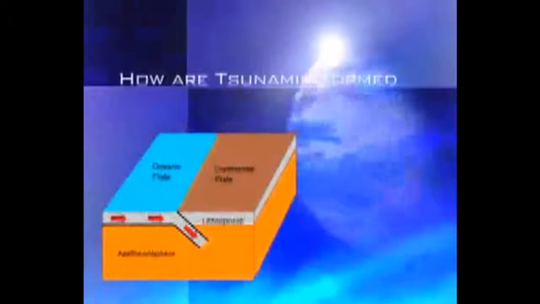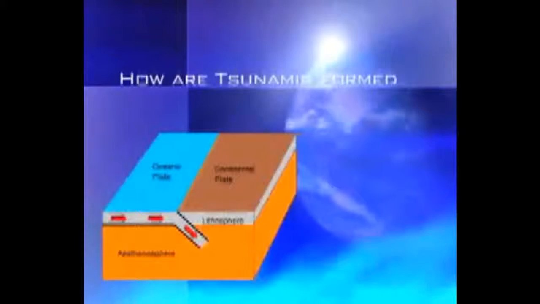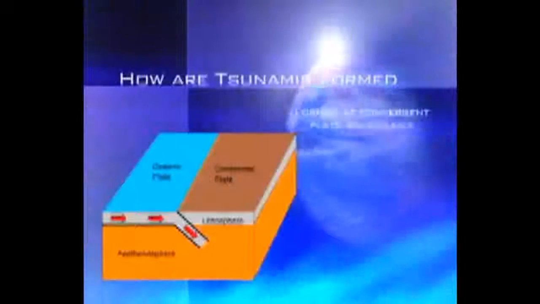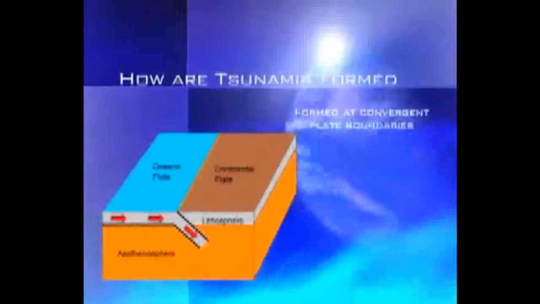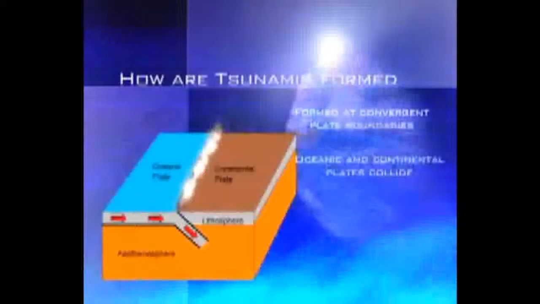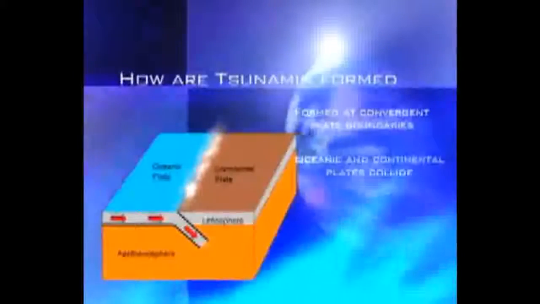So, how are tsunamis formed? Tsunamis are formed at convergent plate boundaries, such as subduction zones. At these boundaries, oceanic and continental plates move towards each other and collide. The force of the collision causes stresses to build up along the fault line.